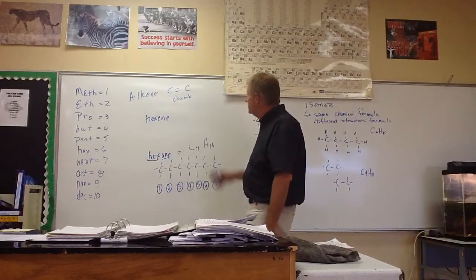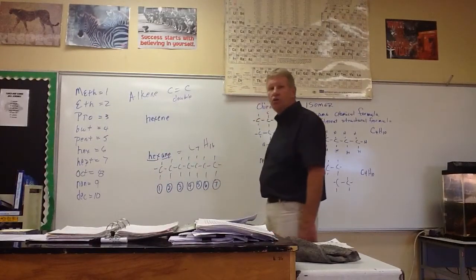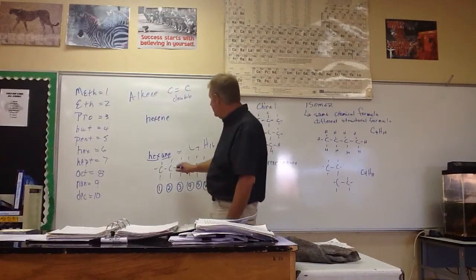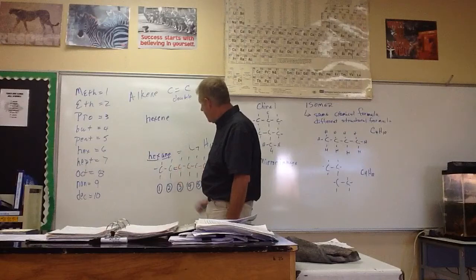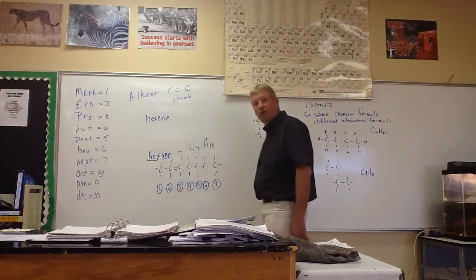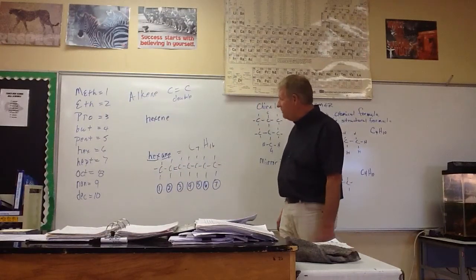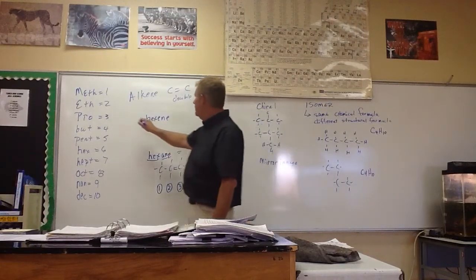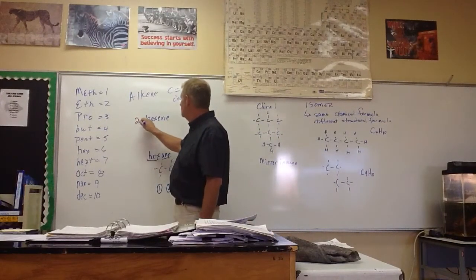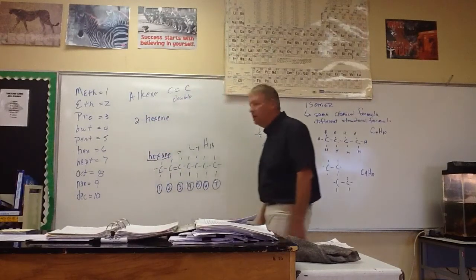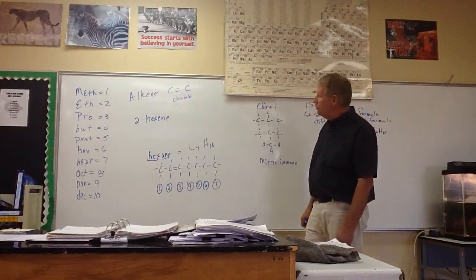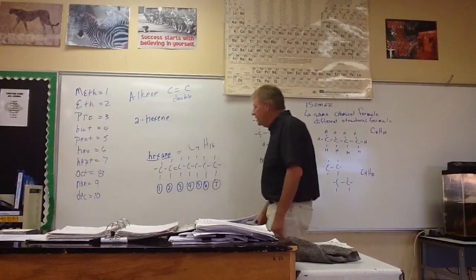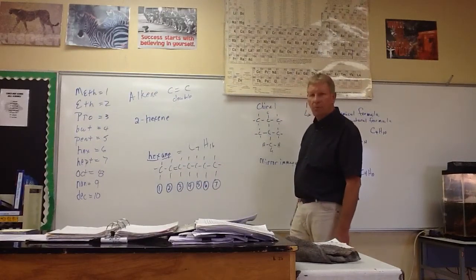So hexene means double bond. So I have to tell you which carbons the double bond's on. So let's say that the double bond is here, okay? Then we name after, okay? So that would be after the second carbon, so that would be 2-hexene. Oh, cool. 2-hexene. So that's what I did. The second carbon has a double bond.